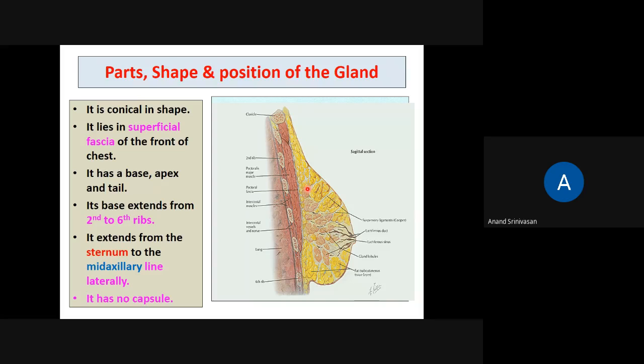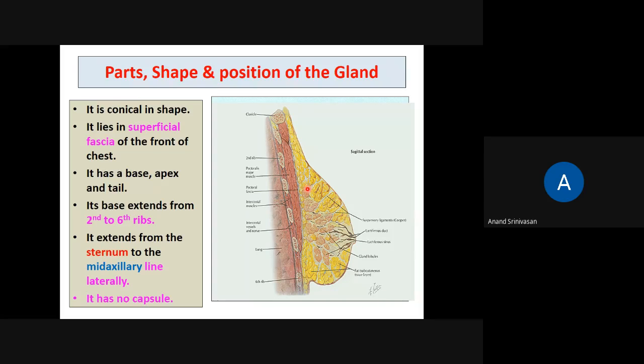In your clinical skills there will be various tests to find out whether the lump in the breast is malignant or benign. For example, you are examining a lady and you find a lump. How do you say whether this lump has infiltrated until the pectoralis major or not? Good. The first thing is the moving test.